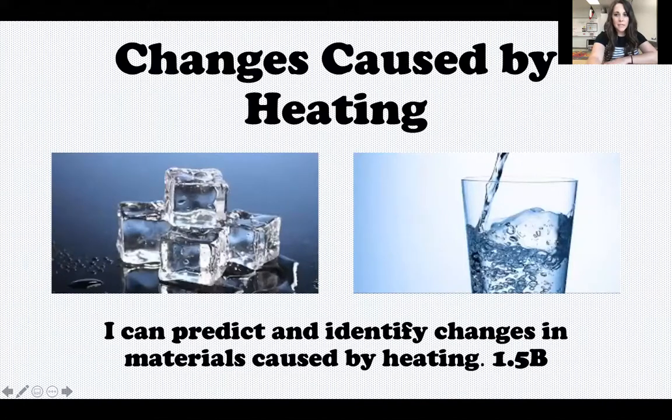Okay, so this says changes caused by heating. It says I can predict and identify changes in materials caused by heating. So look at this picture right here. I have a picture of some ice cubes and then I have a picture of water. So maybe that's a little hint to you about what we're going to be talking about.